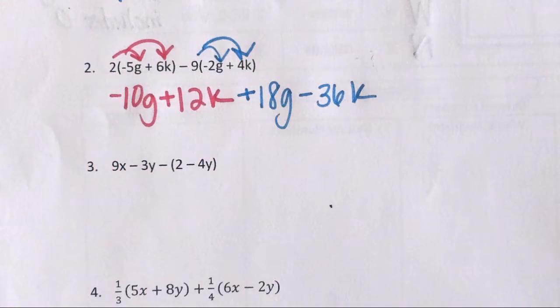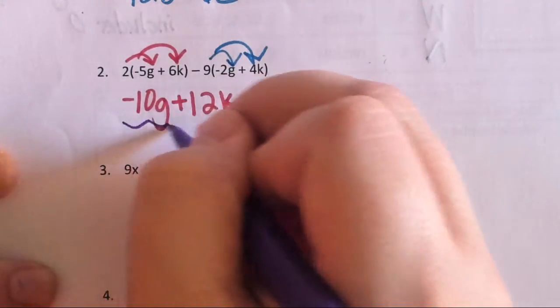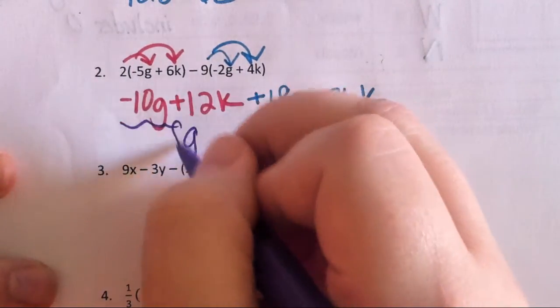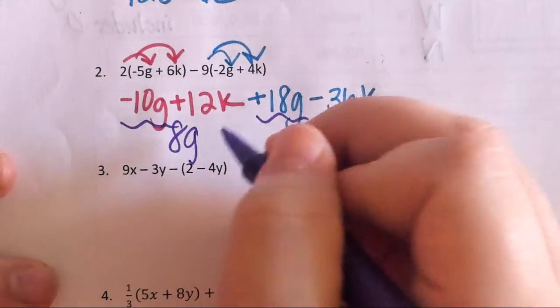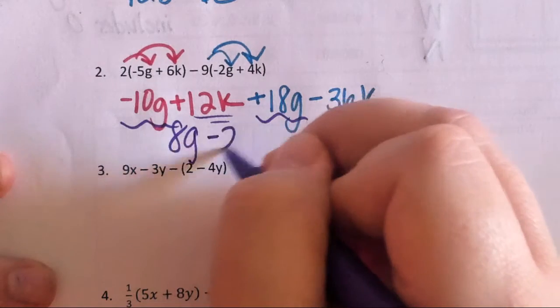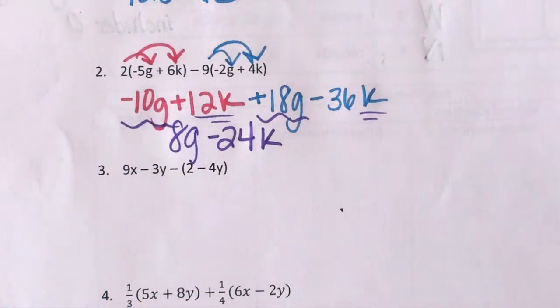Nick was in a hurry. He had the 18g, and then he just had to get out. He said 4k. He forgot to distribute that negative 9 and get negative 36k. He was just trying to hurry. Okay, we combine all like terms, and we get 8g, and then 12k minus 36k, we end up getting a negative 24k. So you should have 8g minus 24k. Are there any questions about number 2? Okay, I'm going to let you do number 3, the first one to shout out the correct answer will get their group a point.